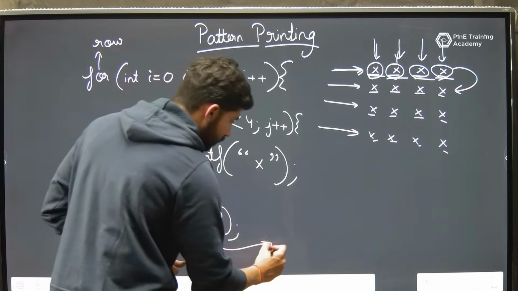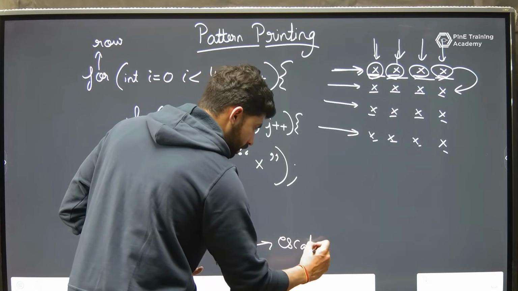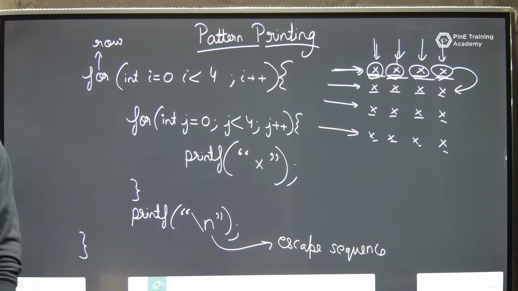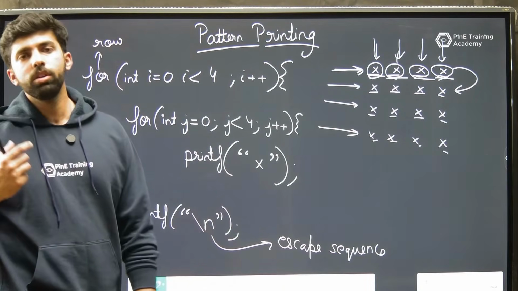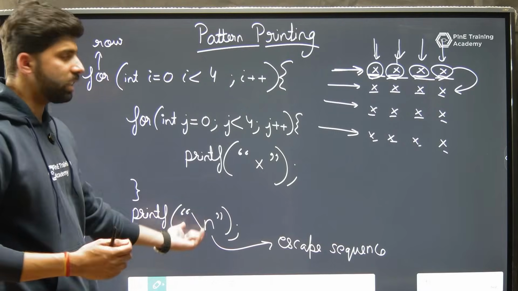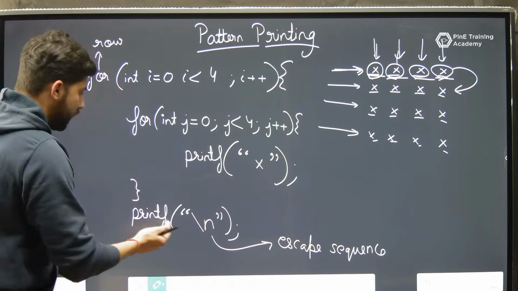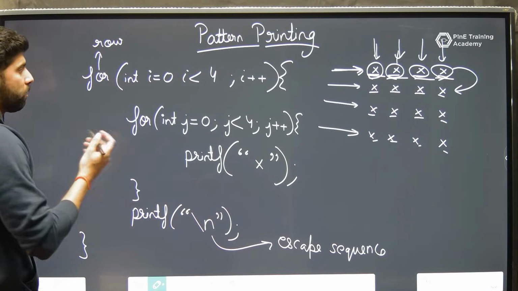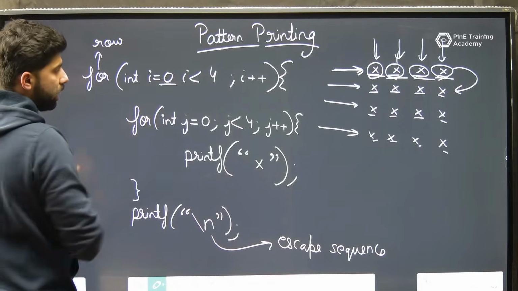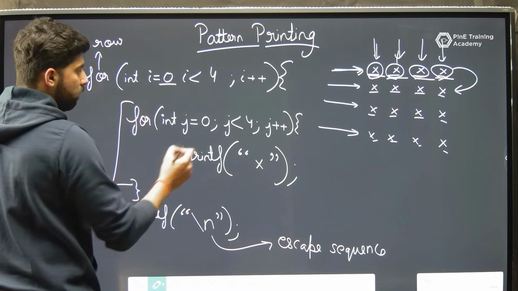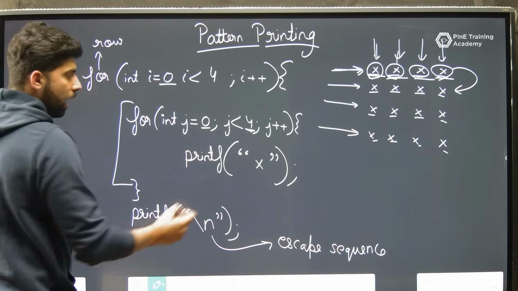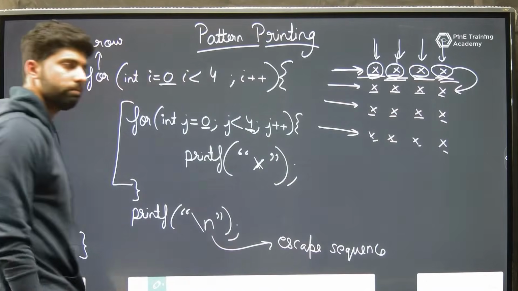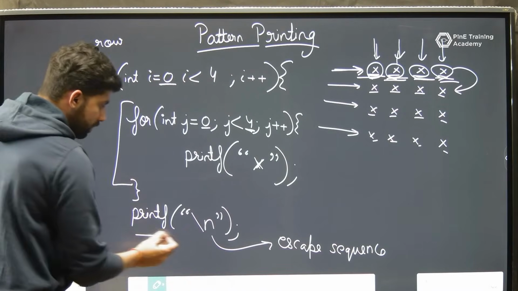This is called an escape sequence, and its functionality is to change the line. Okay, so this is a new line character. As soon as I write this, the compiler will know that it needs to switch the line. So what will happen? For i equals 0, this loop will run from 0 to 4, and it will print this x 4 times, 1, 2, 3, 4. After that, I will change the line.